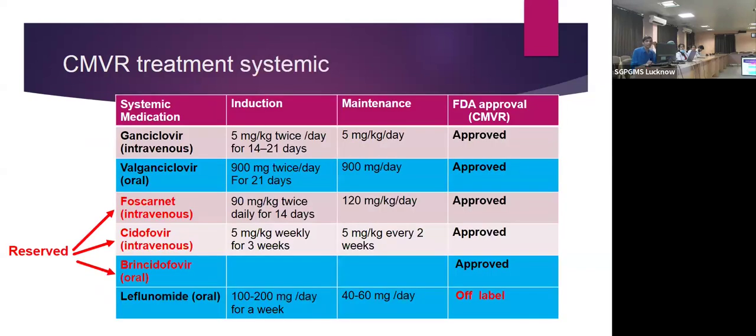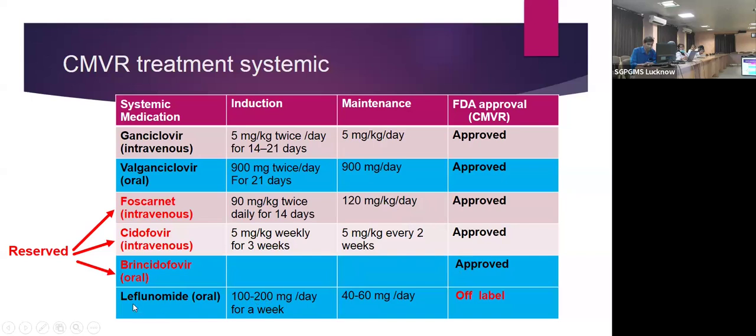The agents available for this CMV retinitis treatment are these: ganciclovir, valganciclovir. Valganciclovir is given since it is oral; it is now the most preferred drug given systemically. Ganciclovir was earlier, when valganciclovir was not available, given intravenously. The three drugs in red color are reserved drugs at present. And all these are FDA approved.